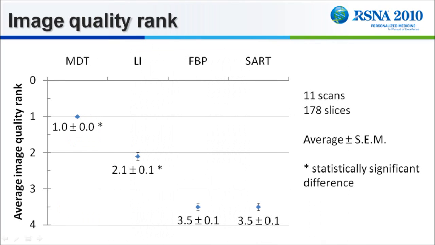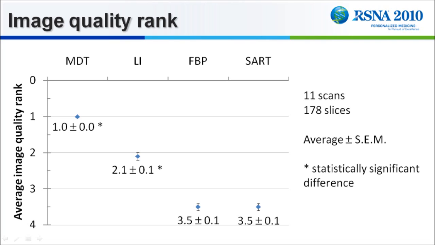We reconstructed 178 slices with metal artifact from 11 different scans and asked 2 radiologists to independently rank the image quality. MDT was always given the top image quality rank. LI was usually in second place, and FBP and SART tied for last place. SART is another metal artifact reduction technique, which we included for comparison. You can see that the error bars are very small. The difference in image quality is not subtle at all.